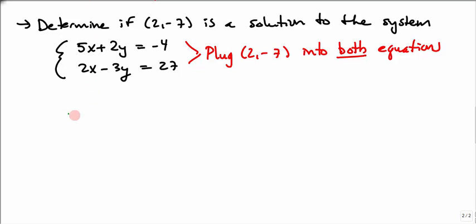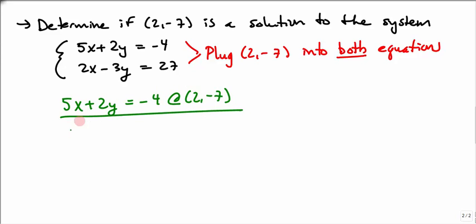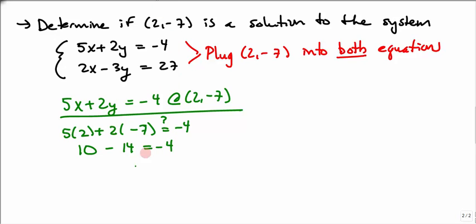Okay, so let's go ahead and get started with 5x plus 2y equals negative 4. That's (2, -7). So again, I'm plugging in a 2 for my x, a negative 7 for my y, and I'm checking to see, does this equal negative 4? So 10 minus 14, negative 4 equals negative 4, so this checks. But I have to check both.